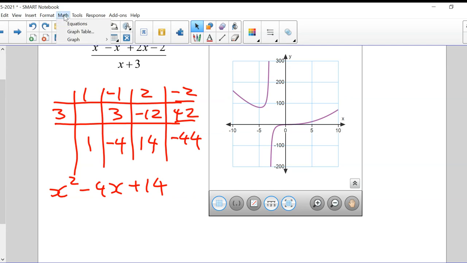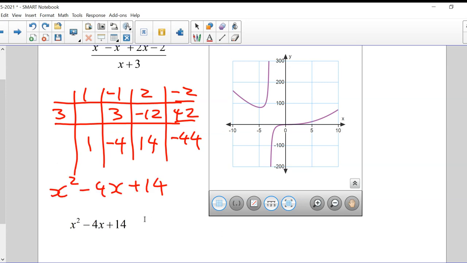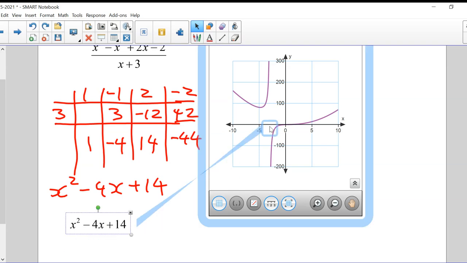So let me go back to my math tools. And we're putting in, I don't need a fraction this time. Putting in x squared minus 4x plus 14. Okay, so I'm going to get the smartboard to draw. Again, the remainder doesn't matter. Well, it matters, but for the asymptote purposes, that's not what we're trying to figure out here. So I'm going to go ahead and see if it will draw that line on it for us.